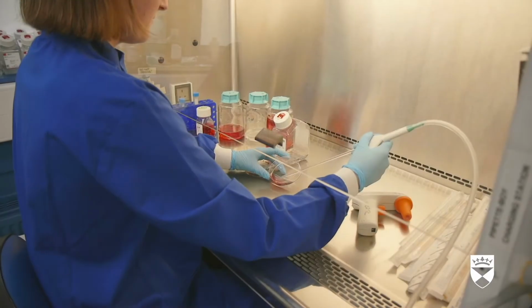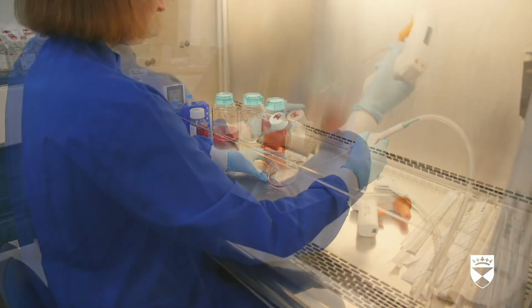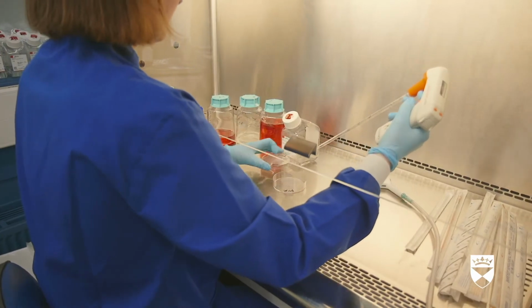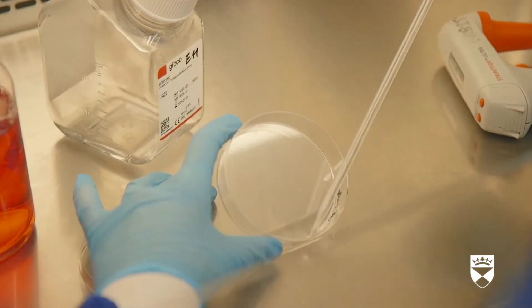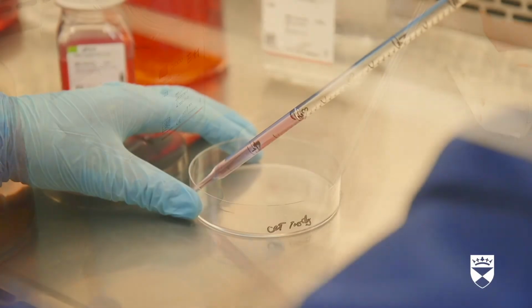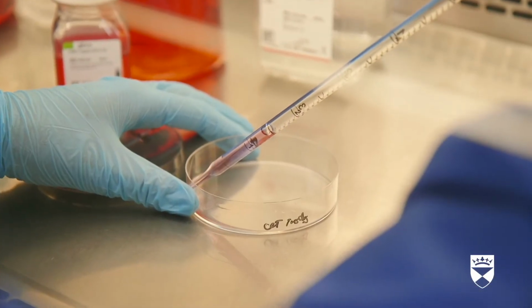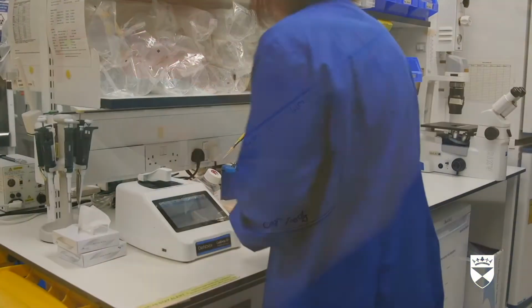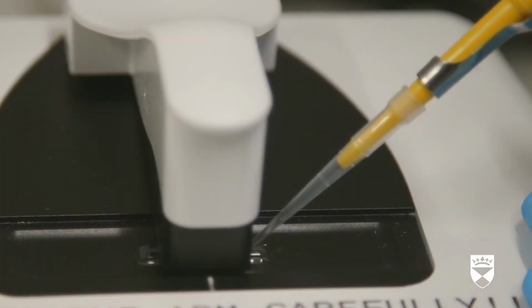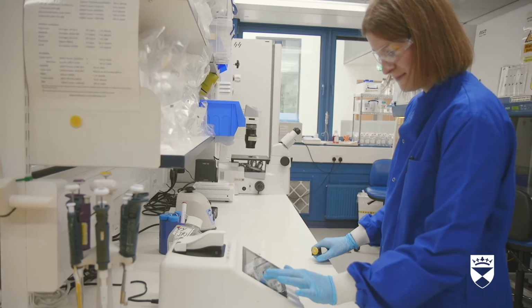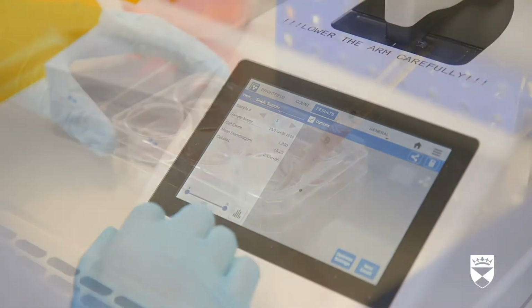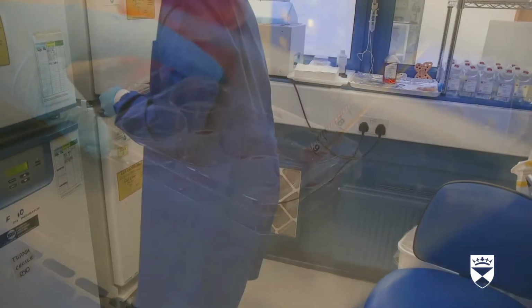Then, before starting an experiment, we first count the cells to make sure we have enough. We do this by washing off the nutrient soup they grow in and add an enzyme to lift the cells off the dish. The cells are counted using an automatic counter, and we take the number of cells we need to start our experiments, which is normally at least 1 million. Cells are then returned to the incubator to grow.